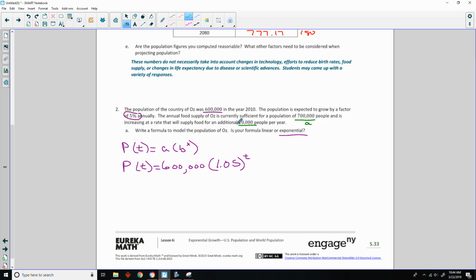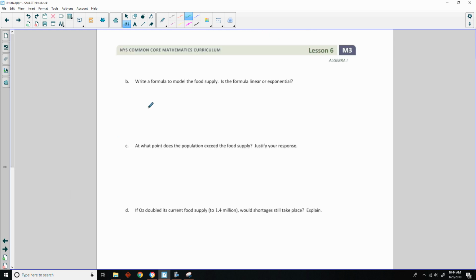So my formula is going to include 700,000 and a rate of 10,000 with respect to time. So I would write food supply, or F of t, is going to equal that 700,000 that we started with, which is our B or our y-intercept, and we're going to add that to the 10,000 constant rate of change with respect to time. So it's linear. 10,000 times t plus 700,000 if you wrote that in standard form.